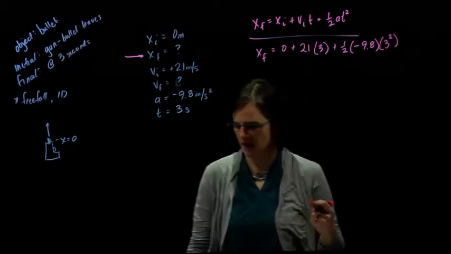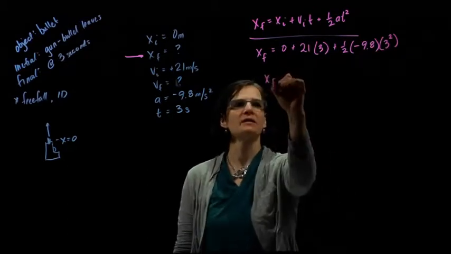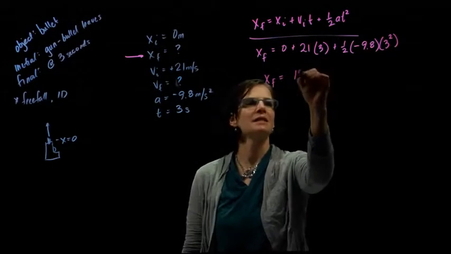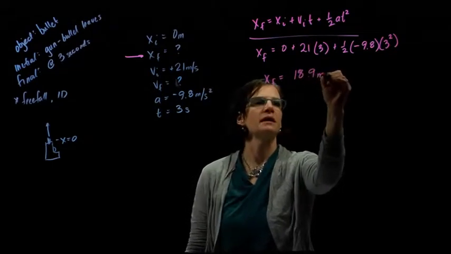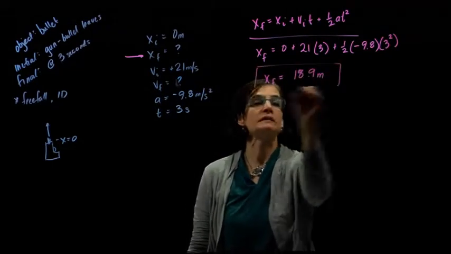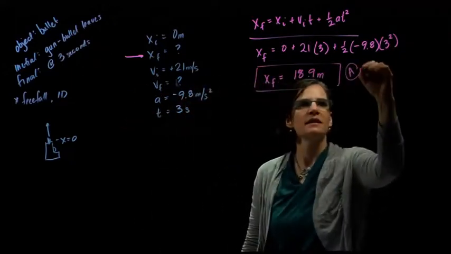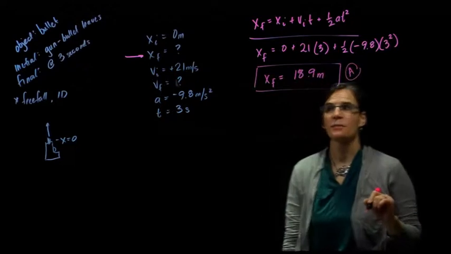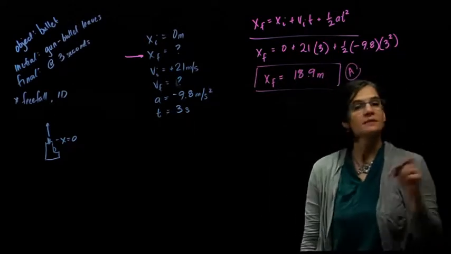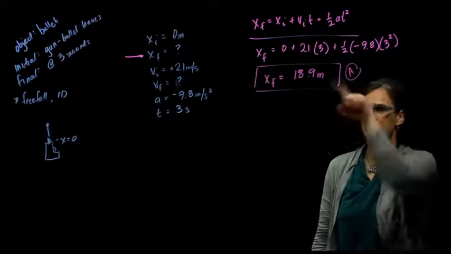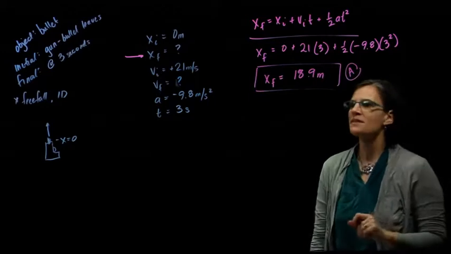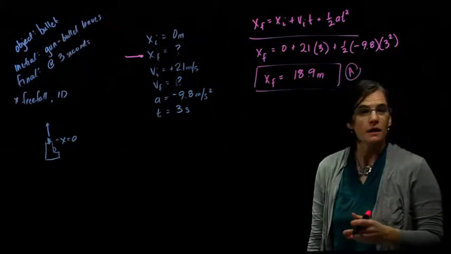So if we look at that, we end up with an X final equal to 18.9 meters. So X final does, in this case, define how high the bullet is after 3 seconds. That's part A. And we might expect the bullet to be traveling above the origin at that point. Not always intuitive, but it's not unreasonable.